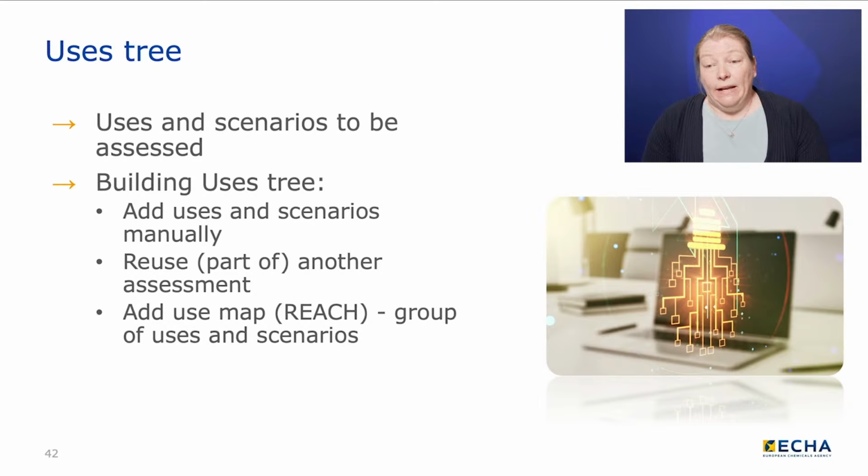First of all, of course, you can add the uses and scenarios manually one by one. If the substance you're assessing has the same or similar uses as a substance you have already assessed, you can also choose to reuse part of an existing assessment, which saves a lot of time in including all the uses and scenarios manually. And then the last option, which is only applicable for REACH, there is a possibility to include so-called use maps, which are groups of uses and scenarios, including also the relevant assessment inputs, which have been prepared usually by sector associations.